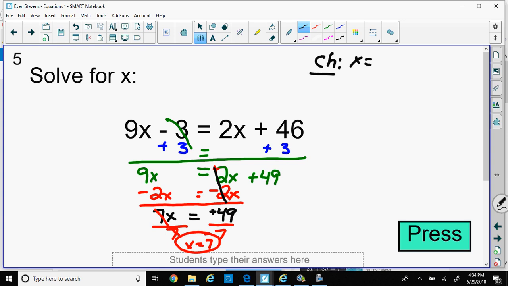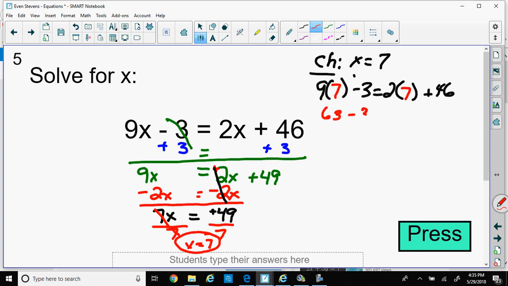X equals 7. So wherever we see x, we're going to put parentheses, and then we're going to stick in our value of x. So let's go. X we said was 7. So everywhere I see x, I'm going to put it in. So 9 times 7 is 63. And I've got a minus 3 equals this side. 2 times 7 is 14. And I've got a plus 46. So that's what my equation is going to look like.